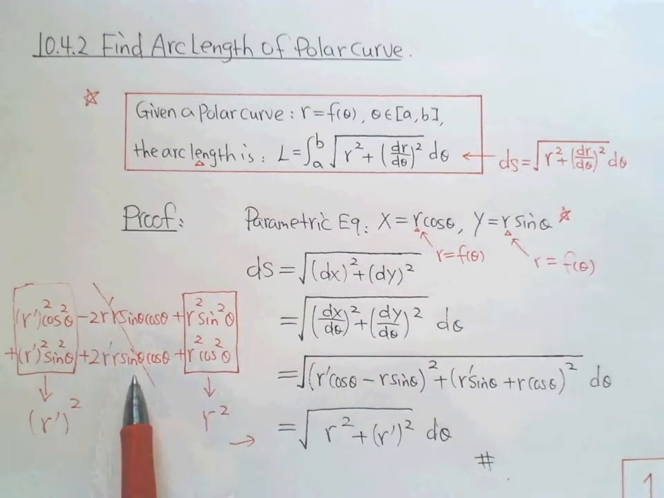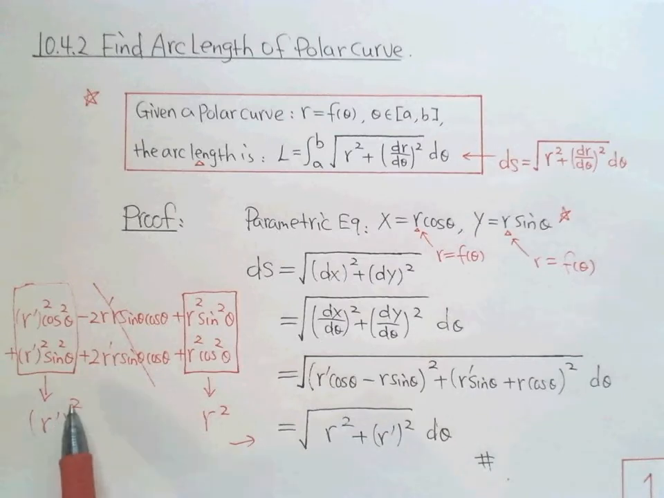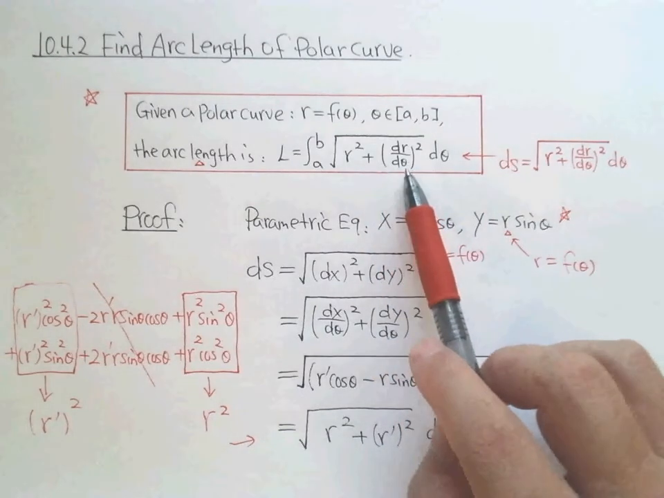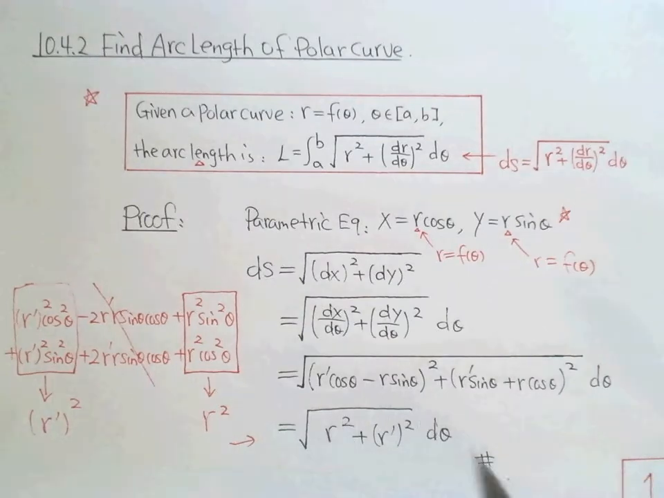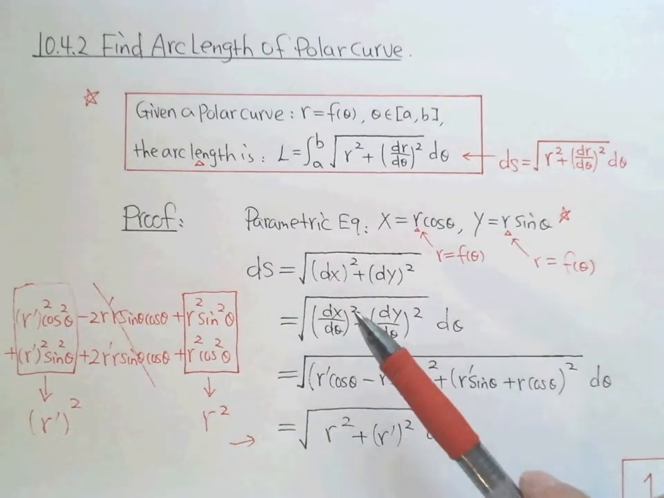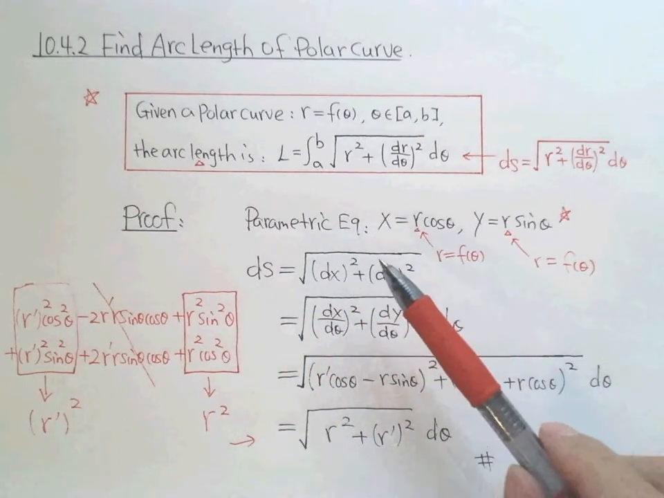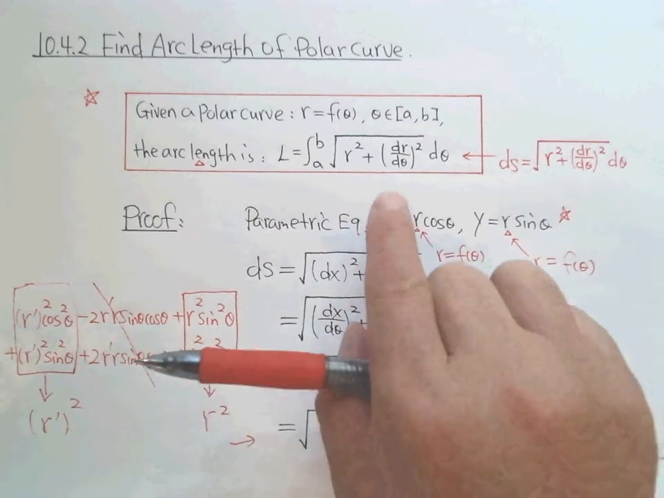And the first two terms here we put together are r prime squared. The second are r squared, and put together it is r squared plus the derivative of r, squared. That's exactly what we need, right? R squared plus derivative of r squared. Okay, take a square root. This is the proof, and it's simple. Okay, so all we need is to go from ds equals square root of dx squared plus dy squared, and then use the parametric equation. And then I will have two examples to show you how to use this formula.